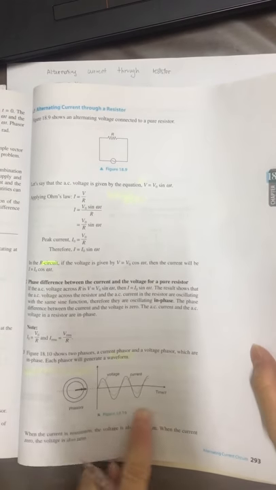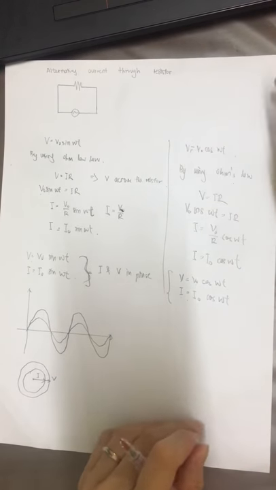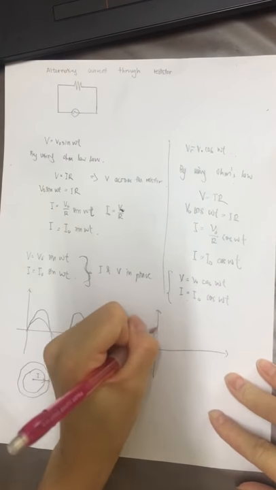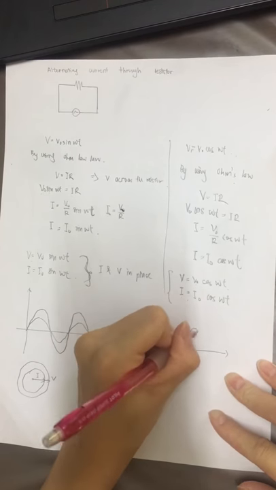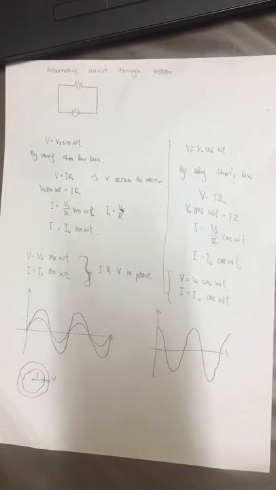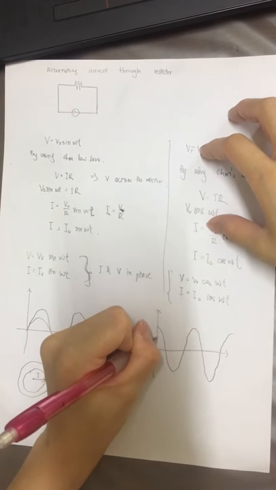Okay? So you will have this type of graph. Of course, if you start with cos, if the voltage provided by the source is actually V0 cos omega t, then your graph will be the cosine graph, which is this one. So it actually depends on the waveform of your voltage.